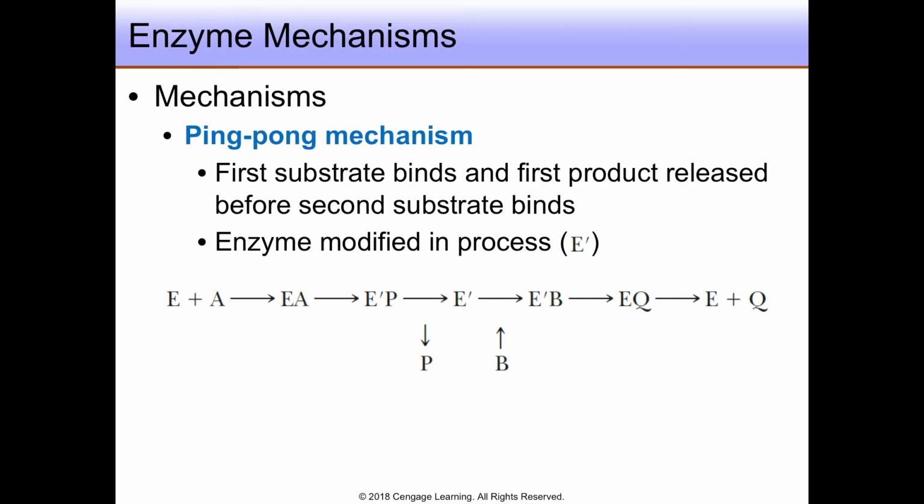The first substrate, A, binds, forming the EA complex. This is converted to product P, but the enzyme has been modified, indicated by the prime symbol. Product P is released prior to binding the second substrate, B. B is converted to product Q, thereby returning the enzyme to its original unmodified state. Release of product Q is the final step. This type of mechanism is common in enzymes that transfer a functional group from one molecule to another.